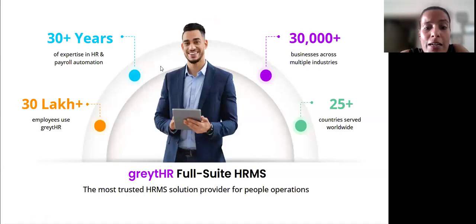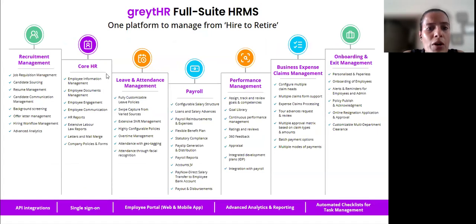Okay, so this is a completely cloud-based application, right? So it has transformed how organizations manage their employee operations. So here you can see greytHR was established in 1994. We have completed nearly 30 years in HR and payroll automation, right? And we are serving 30,000 plus customers in different businesses across multiple industries. You can see 30 lakh plus employees using our greytHR application every month, and we have a presence in 25 plus countries worldwide. You can see we have a product available from the recruitment to exit module, right?